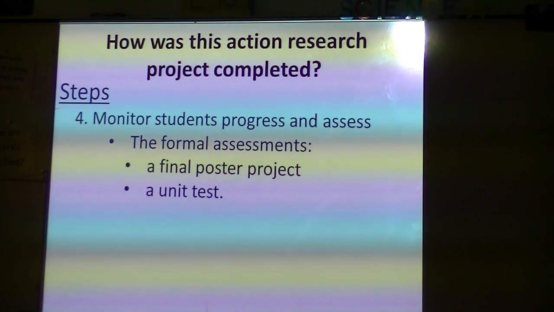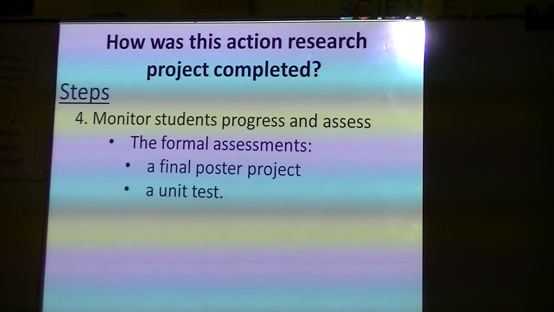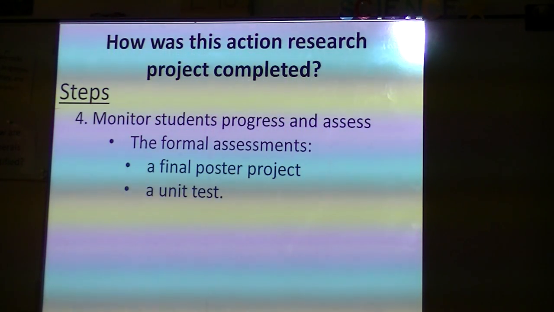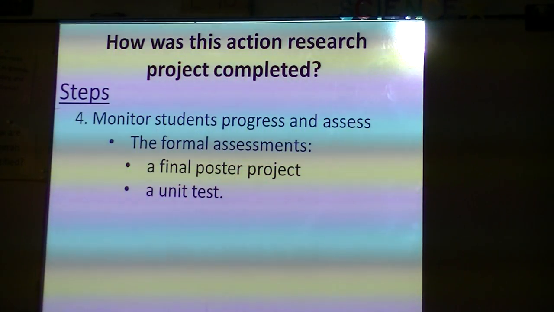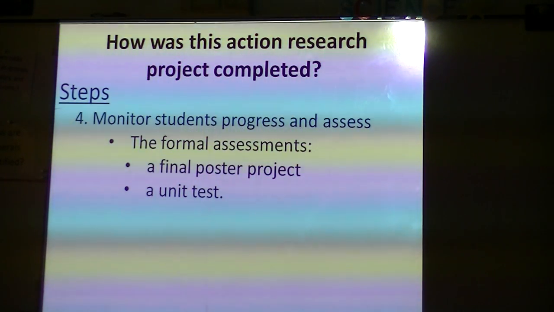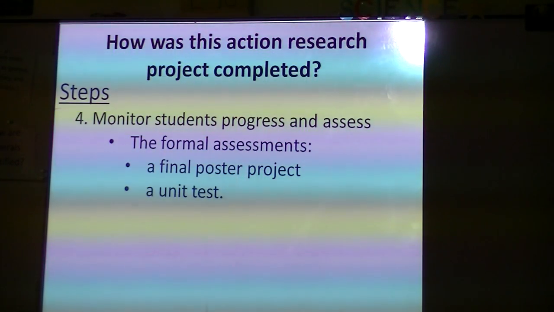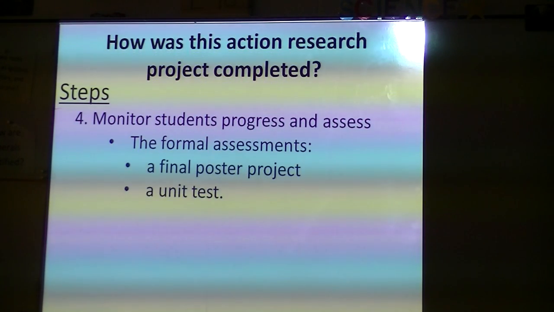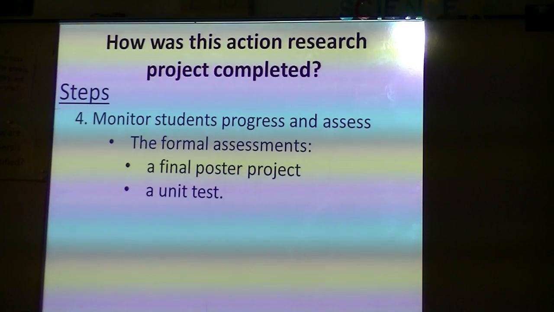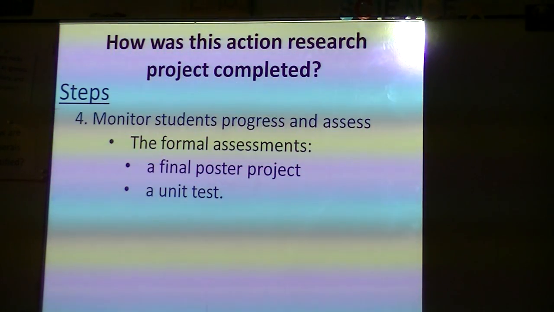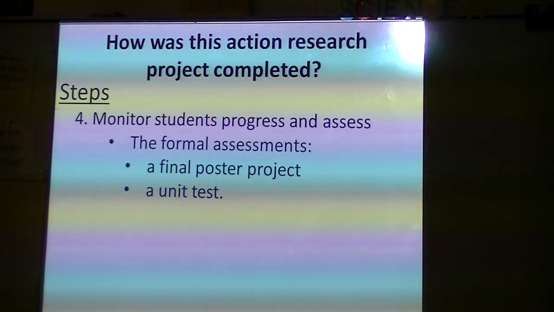And then the formal assessments, we had two of them. The first one was a poster project on volcanoes. There are three types of volcanoes, so I asked the students to present each of the three types. And then the last one is a unit test. I have no say in the unit test. Our district wants all the teachers to complete a formal assessment during the unit or at the end of the unit that is the same. So I'm bound by that unit test.